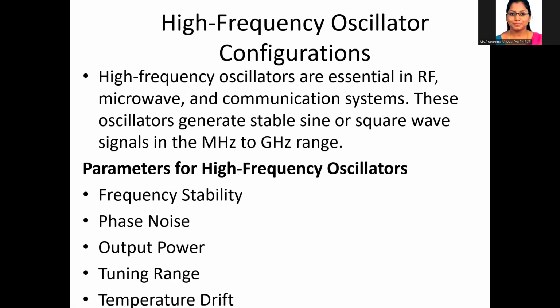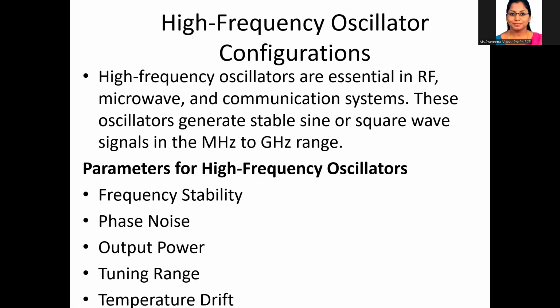Next is high frequency oscillator configuration. High frequency oscillators are essential in RF, microwave, and communication systems. They generate stable sinusoidal or square wave signals in the megahertz and gigahertz range and serve as signal sources in transmitters, receivers, radar systems, satellite communications, and wireless networks. The primary function of a high frequency oscillator is to produce a continuous waveform with precise and stable frequency.